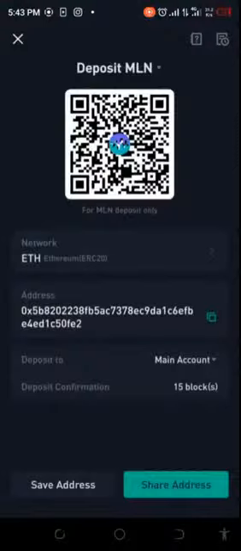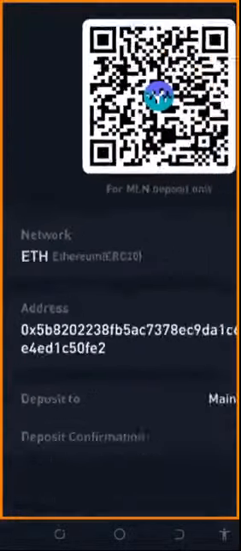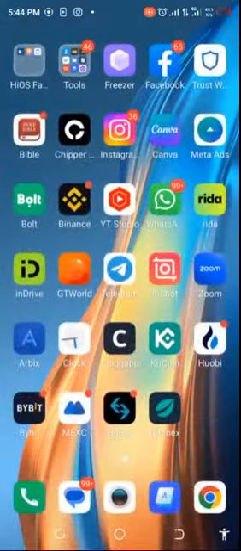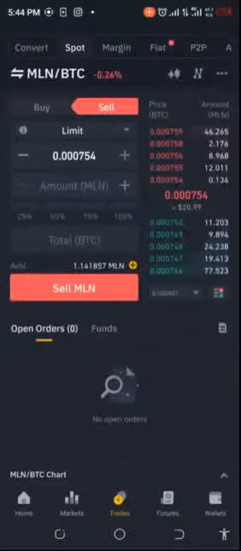Now, as you can see here, I just have to pick this. That's the copied one, it's ERC20. Make sure it's the same. It must be the same. Don't forget, it must be the same. Okay, so let's run along to withdraw this.